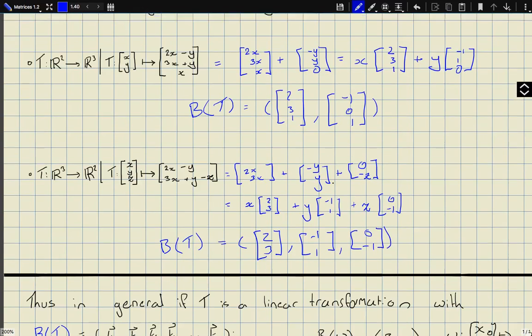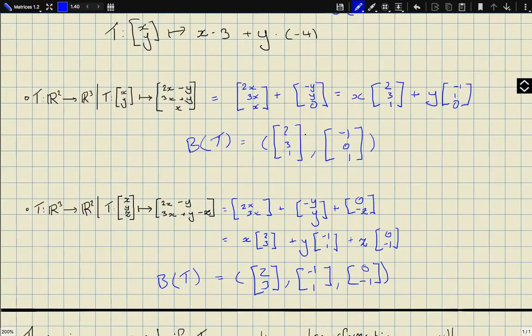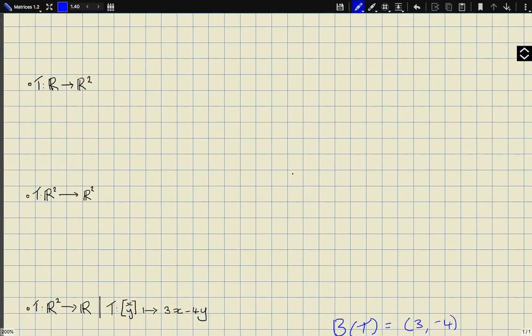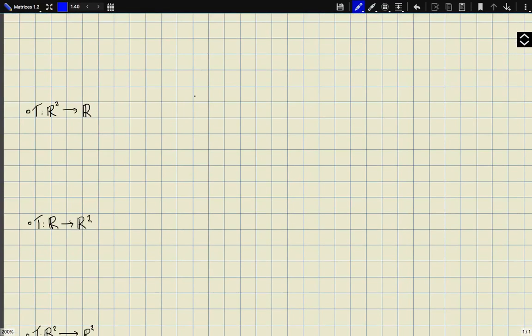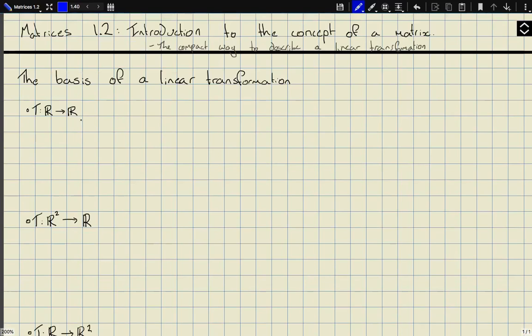Okay, so now that we've got that down pat, let's move up and try and crack some of the more general forms. So let's say that T is a transformation from the real numbers to the real numbers. Then what is the basis of T?